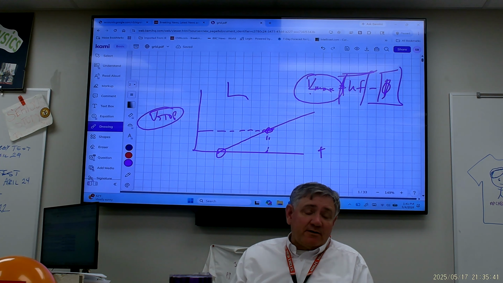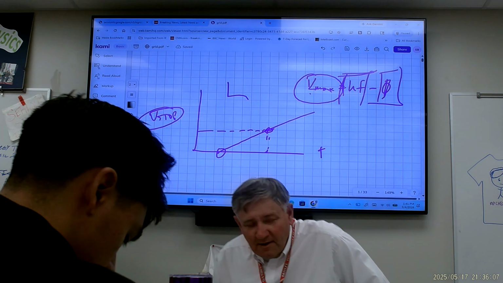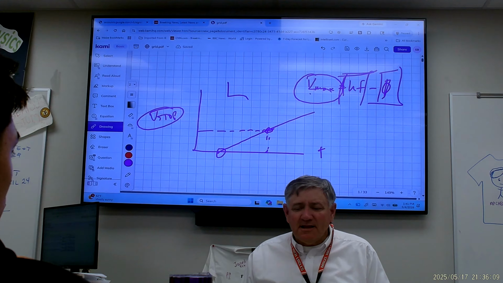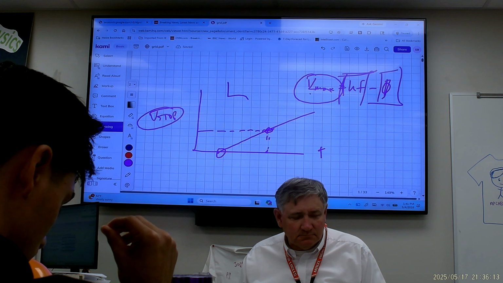Okay? All right, so I'm going to do a little bit of reading from this book called Alice in Quantum Land. Good news, bad news day. There's homework, but it's one of the shorter assignments I've given you for a while. Okay?